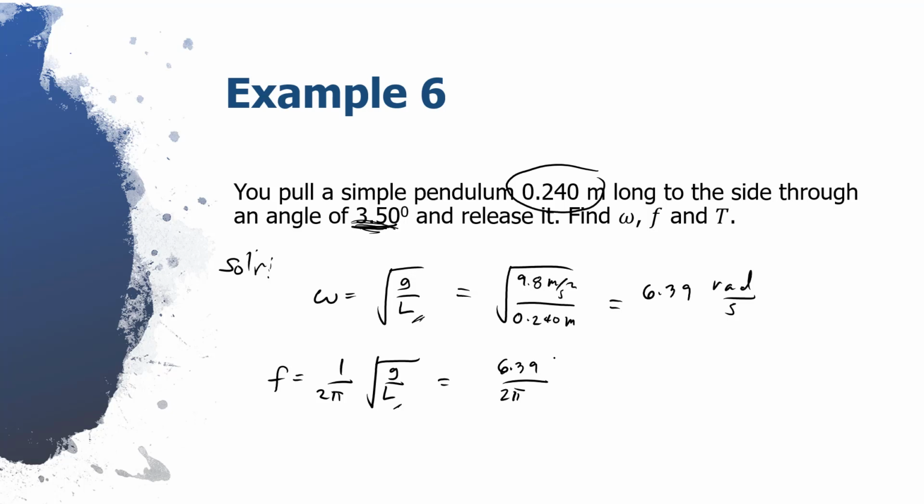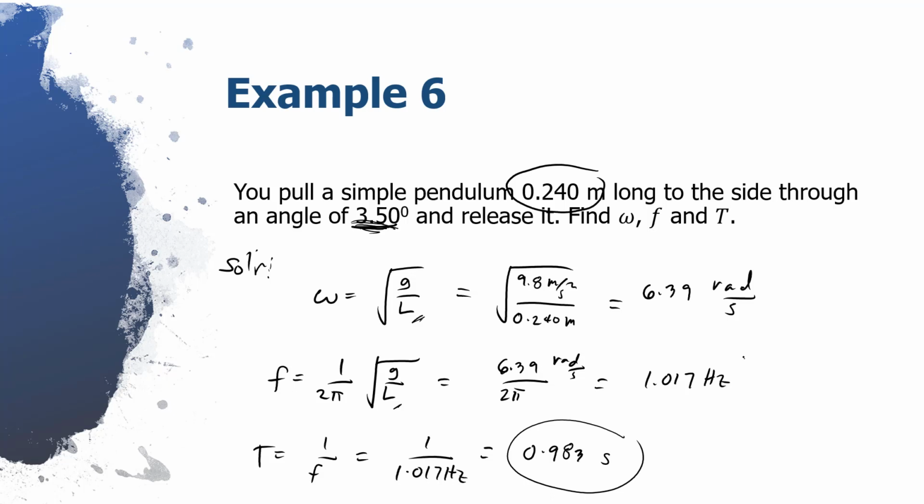So frequency is equal to 1.017 hertz. And the period, which is equal to 1 over f, is equal to 1 over 1.017 hertz. So the period of this simple pendulum is 0.983 seconds. So this is the period, this is the frequency, and this is the omega, 6.39 rad per second. So that will be all. Thank you.